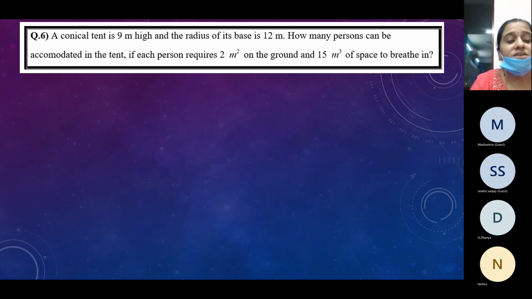A conical tent is 9 meters high and the radius of its base is 12 meters. For the cone, we only want the radius and height. With the radius and height, if needed, we can always find the slant height. So for the conical tent, we are given the height 9 meters and radius 12 meters, so we can answer any question now.